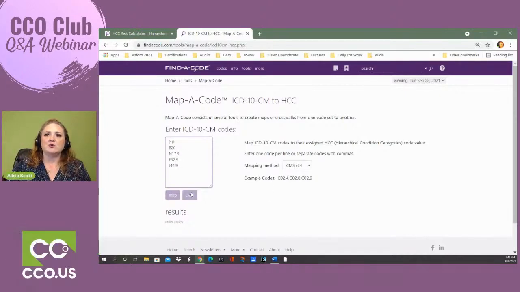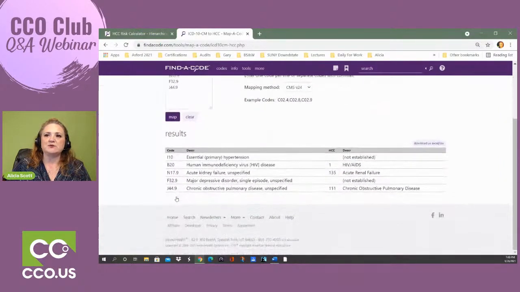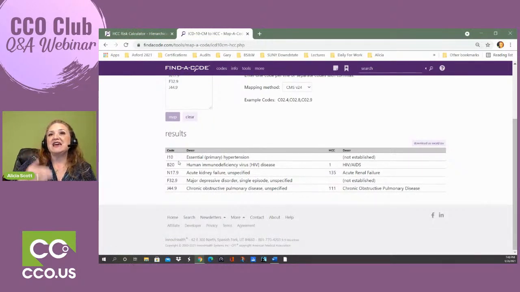Now we're in version 2, and let's go ahead and map. So what it tells us is the HCC and then the description of the code, meaning the category that it would be. So hypertension, it carries an RX HCC, but it doesn't carry a CMS HCC. So I think unless you change this to RX, which I'll do in a moment, and you'll see that'll pop up. Okay, so we'll do that.